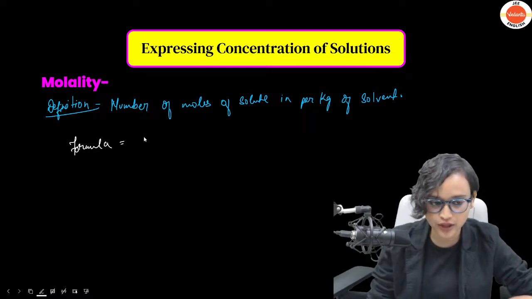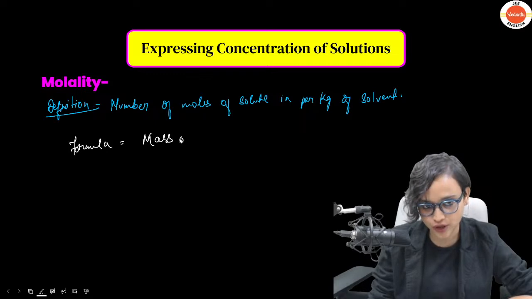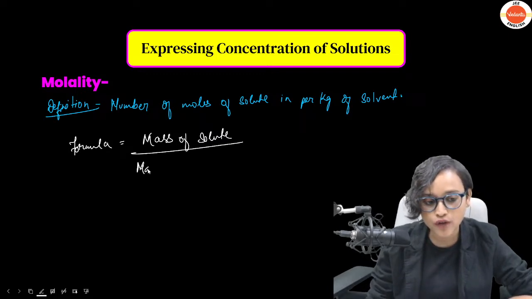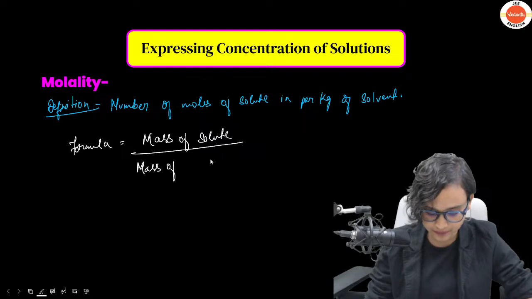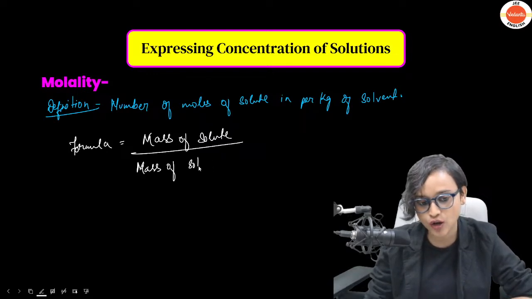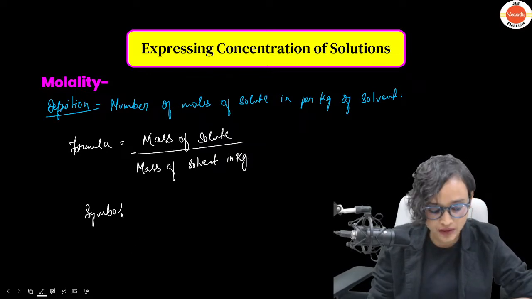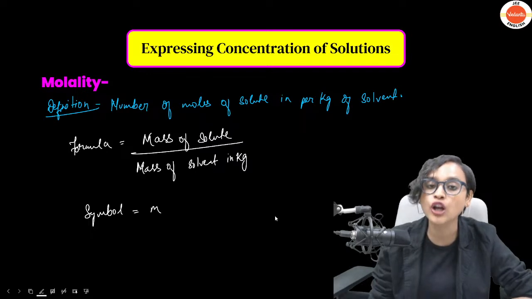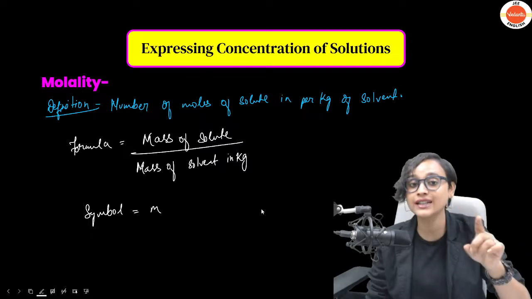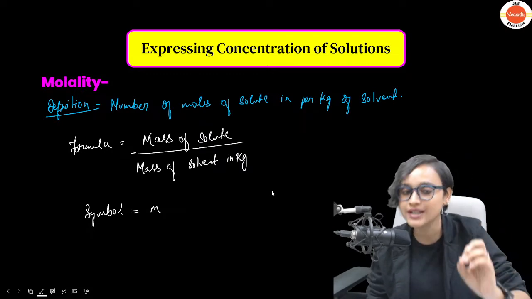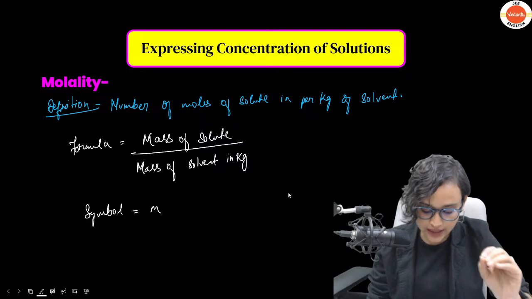So what is the formula? The formula is going to be mass of solute divided by mass of solvent in kg. What is the symbol? The symbol, my dear student, is small m. And that is also another difference, guys. Molarity is denoted with capital M, whereas molality is denoted with small letter m.